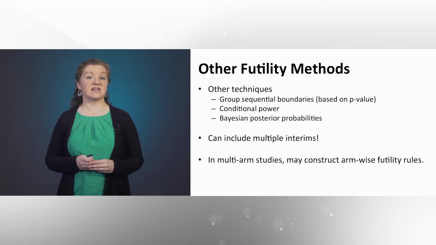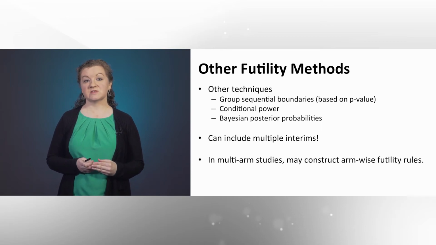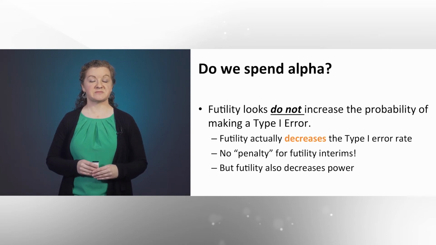Also, if we have a study that has multiple treatment arms, we may wish to construct futility rules for each arm individually, as well as for the overall trial. So there are lots of different ways we can do this.